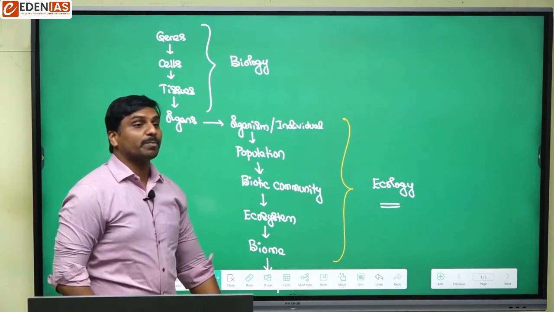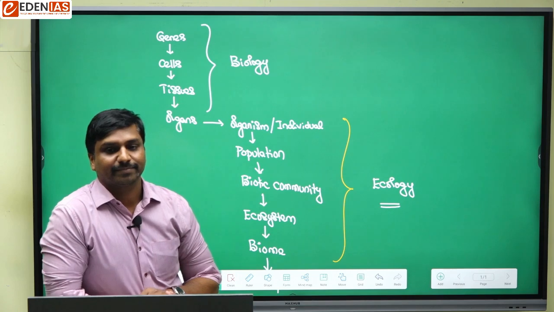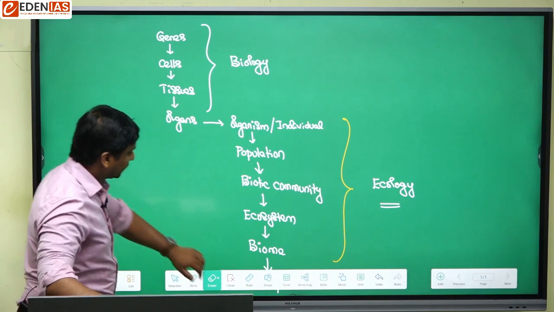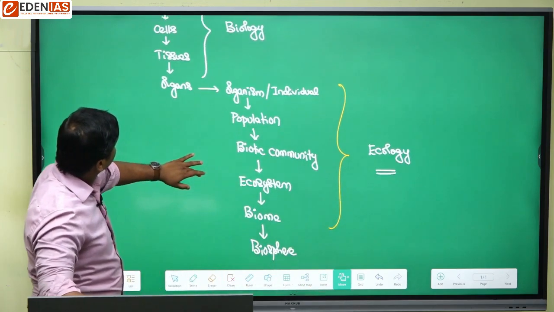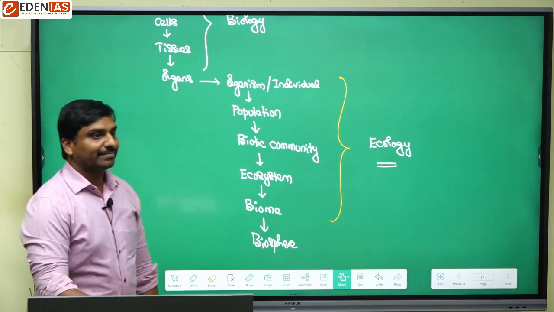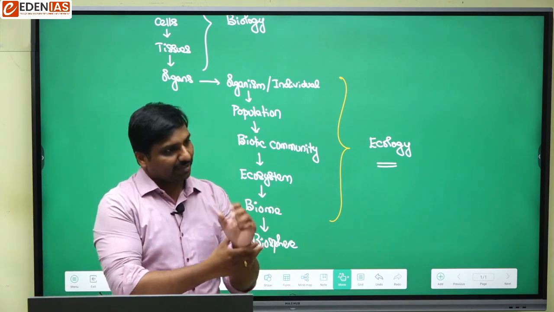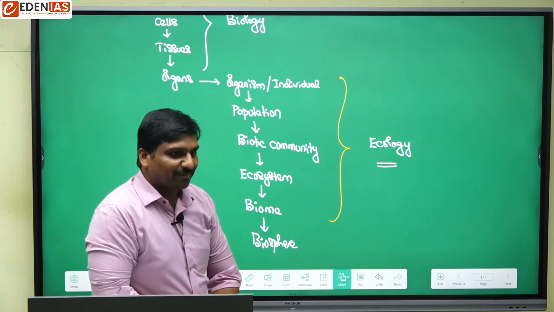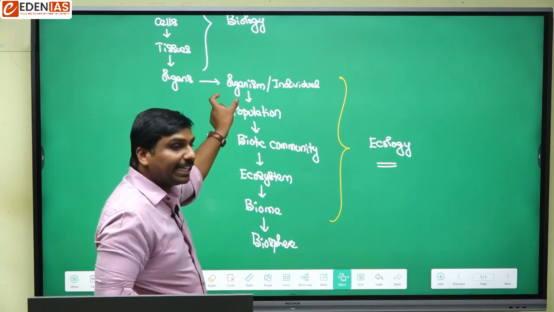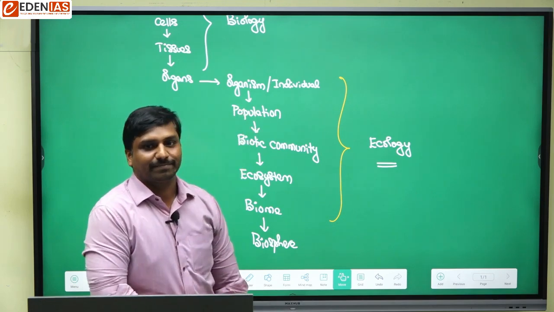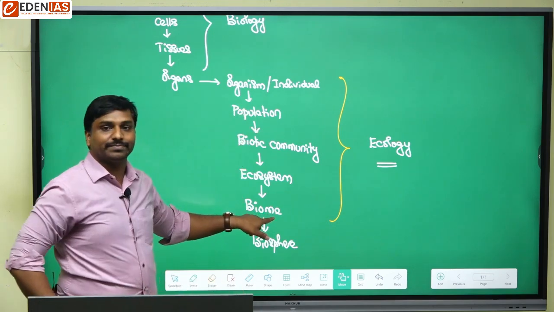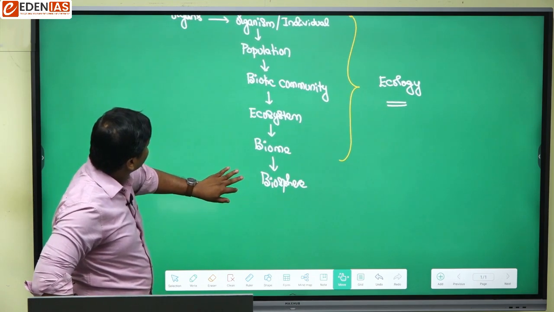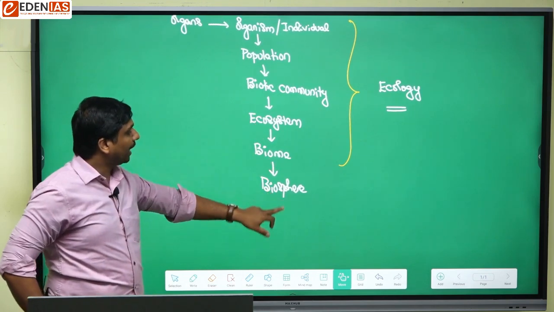Just after biomes, biosphere. Population itself is different; we'll talk about population. Yes, we'll explain each and everything. We'll write about everything and discuss ecosystem, biome, and biosphere.